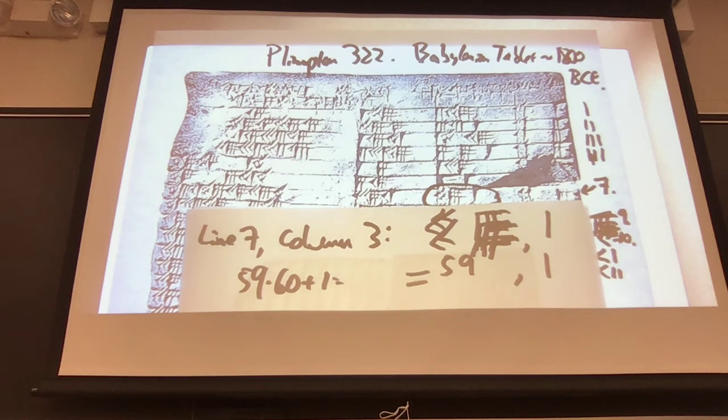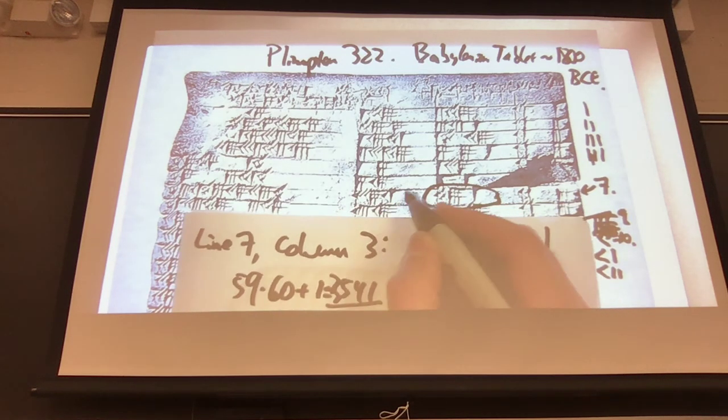59 times 60. Anybody have a calculator? Let's not take the time to do this by hand. It's easy to work out. It's 3540. This is 3540 and one more, so 3541. Okay? That's what this number represents in this column, 3541.